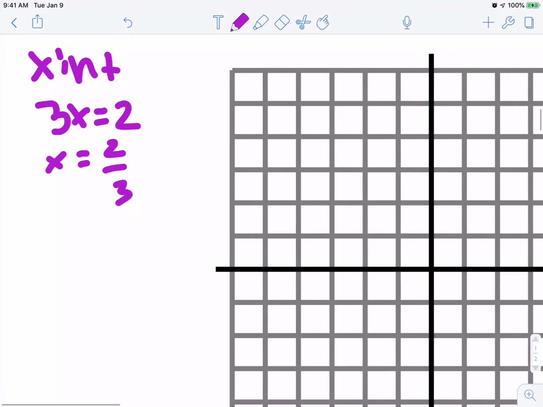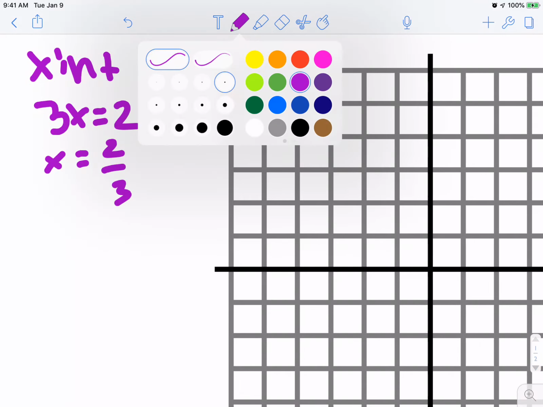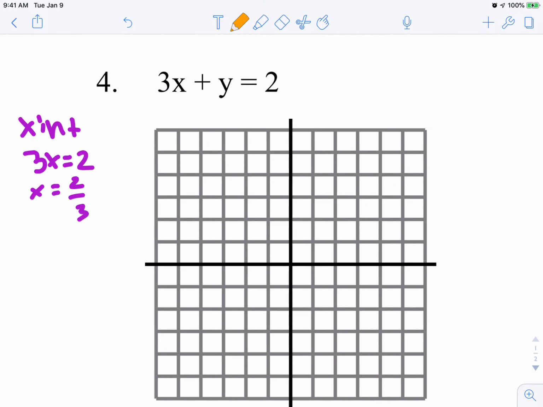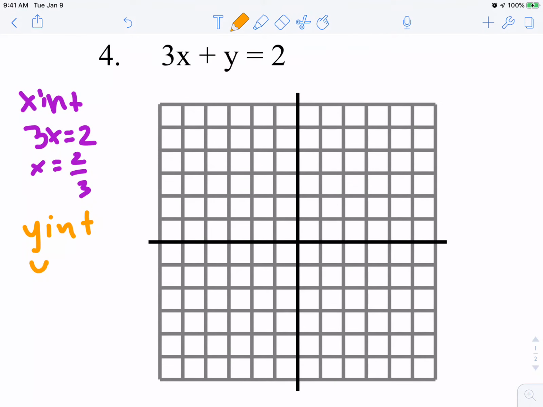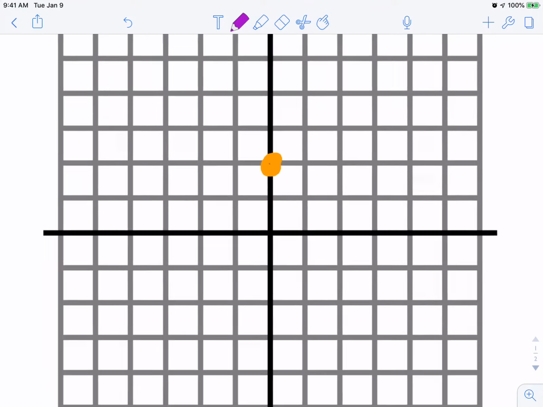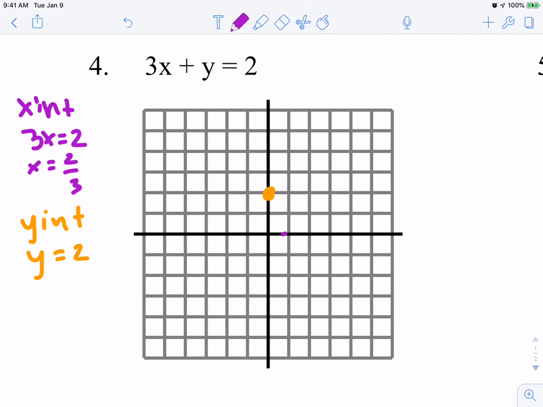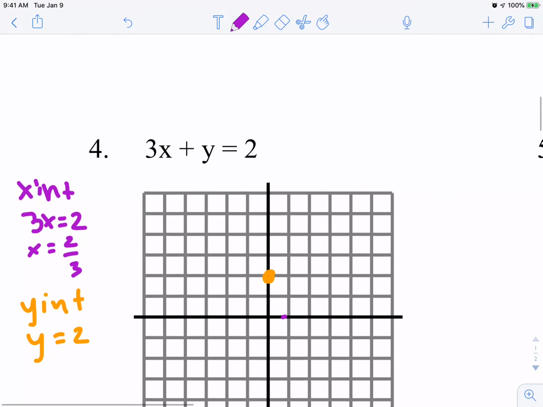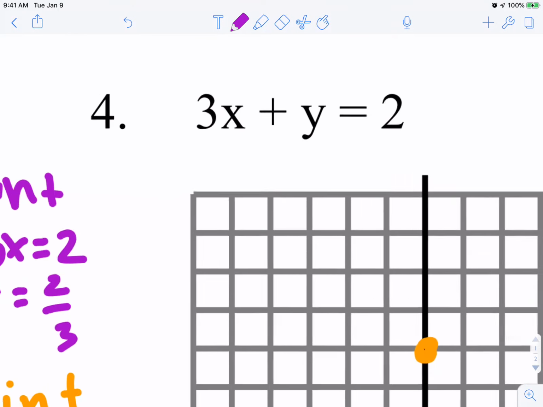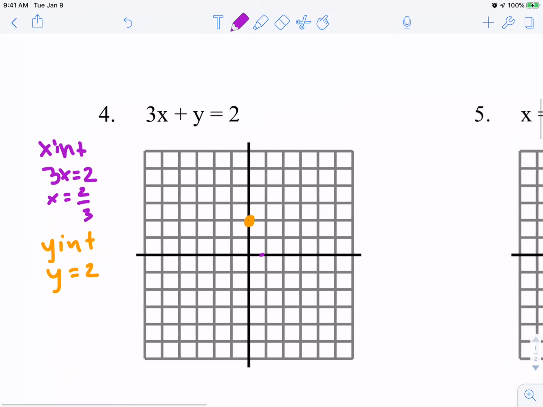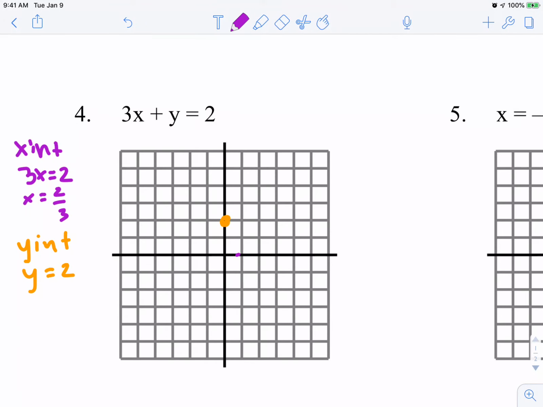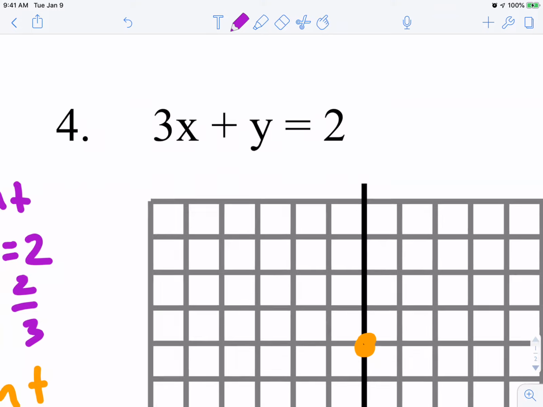And see, sometimes like this, the intercepts don't work as well. For my y-intercept, that's when x is equal to 0. So I get y is equal to 2. There's y is equal to 2. Here is x equals 2/3 right there. So it's not in the perfect spot. So this one is actually better with slope intercept, which always works. X and y intercepts sometimes work, sometimes don't.